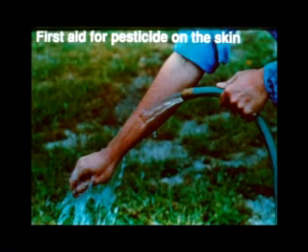If you get a pesticide on you, it's recommended that you wash it off for 15 minutes. And this would apply if you had it splattered in your eyes. If somebody has an inhalation exposure, get them to fresh air and stay away from those fumes.